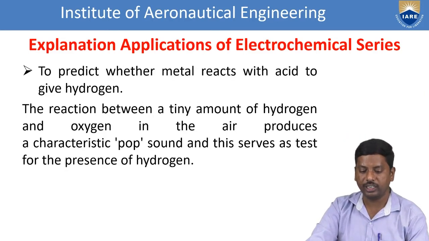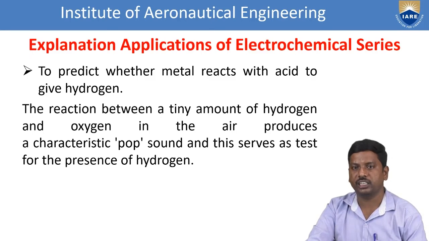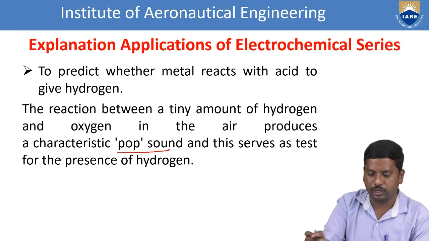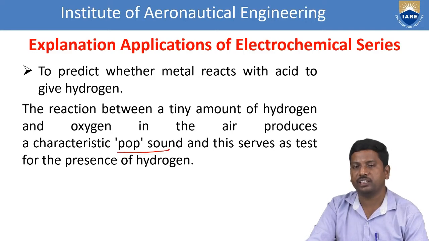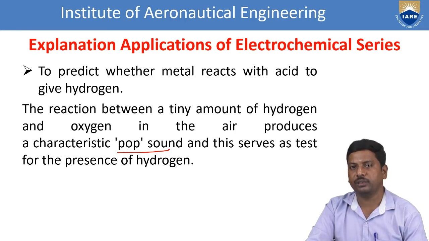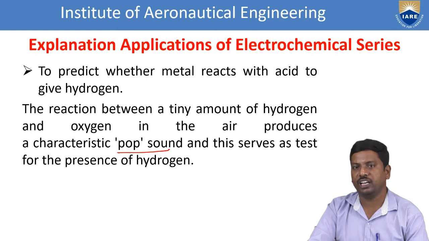And the second one is to predict whether a metal reacts with an acid to give hydrogen. The reaction between a tiny amount of hydrogen and oxygen in the air produces a characteristic pop sound, and this serves as a test for the presence of hydrogen. Because of the oxygen present in the atmosphere, in the presence of hydrogen it immediately gives a pop sound. So whenever a metal reacts with an acid and immediately gives that sound, we can conclude that the metal gives hydrogen.